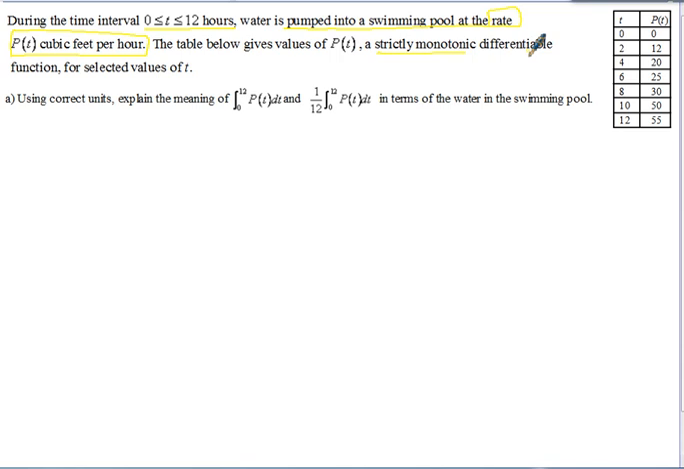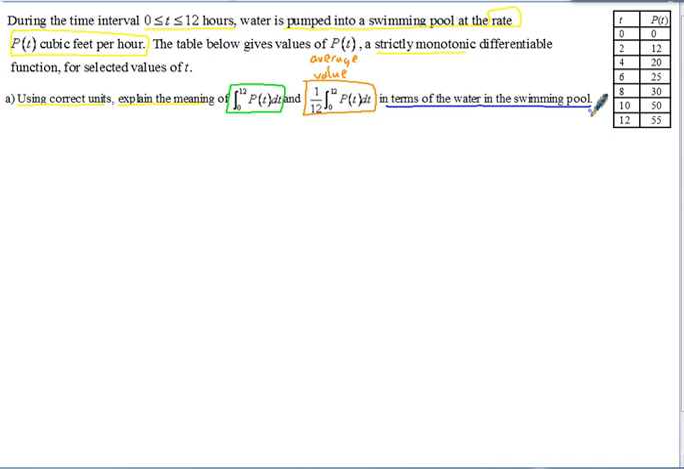All right. So part A is just explaining the meaning of some things. Using correct units, explain the meaning of the integral from 0 to 12 of P of t dt, and then with a 1/12 out front. We already saw in this one, when it's a 1/12, that's going to represent the average value of whatever function's in here. But what if it doesn't have the 1/12 out front? Again, we're putting it in the context of the problem in terms of water in the swimming pool.